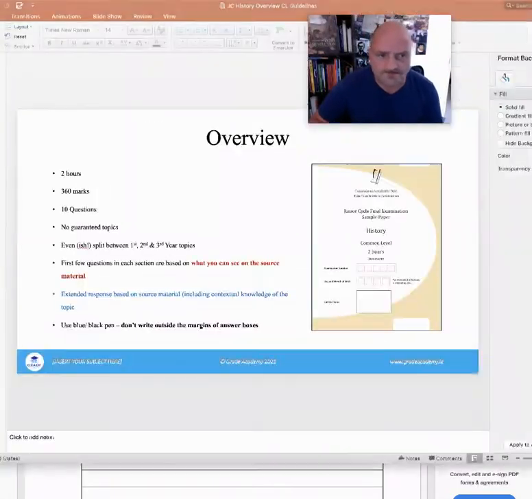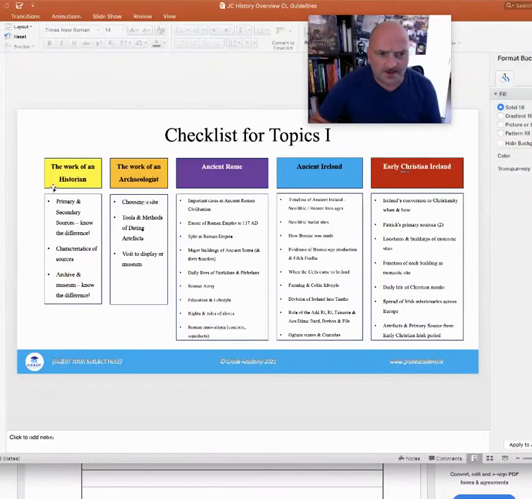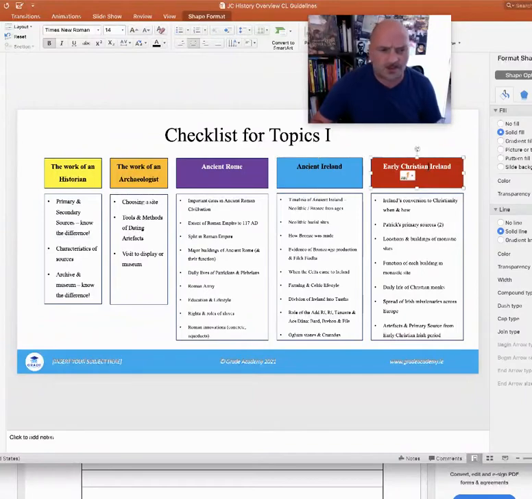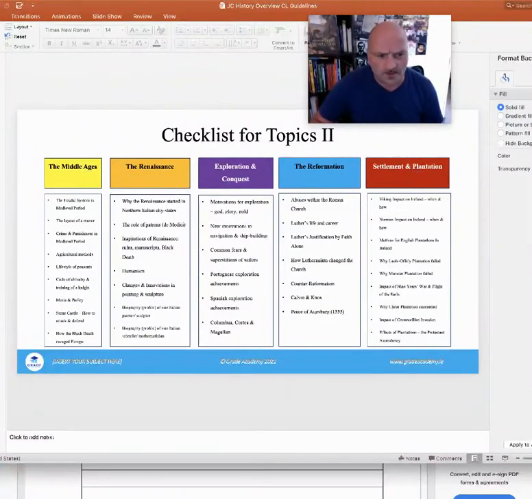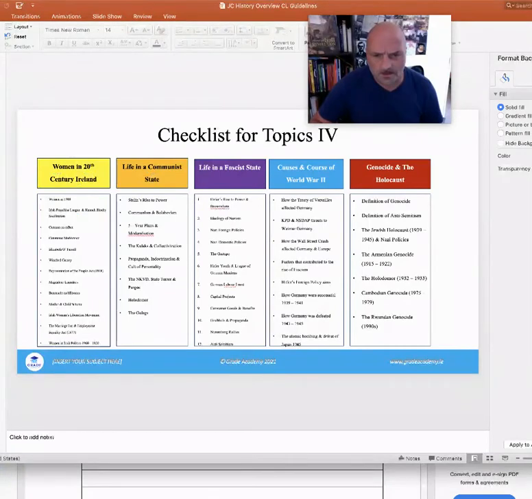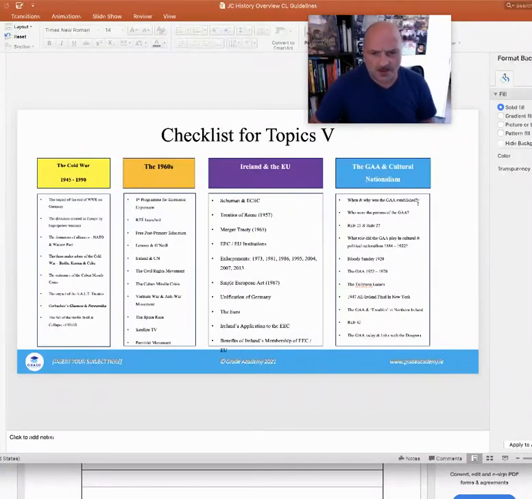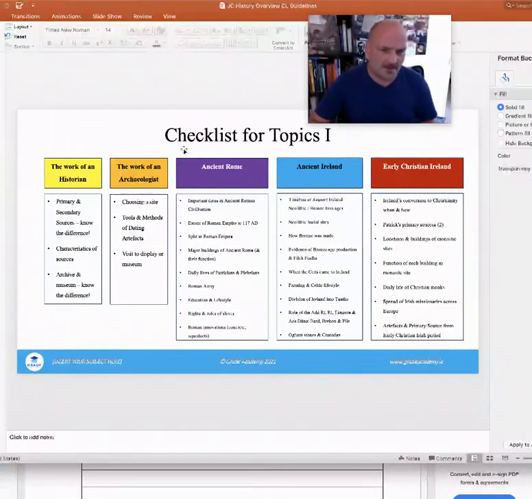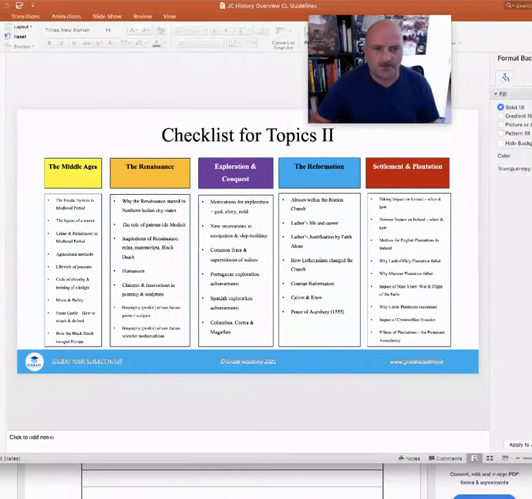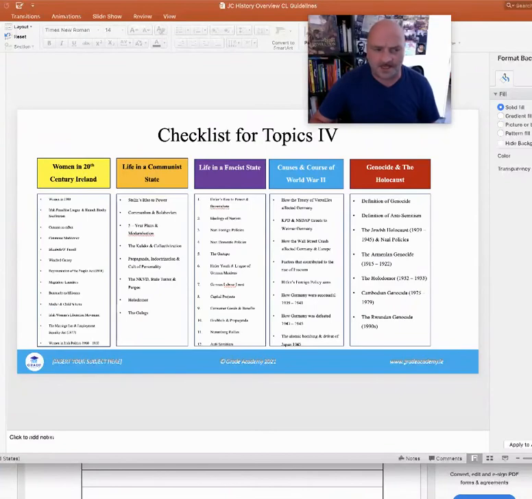Now, I've also given a checklist for the work of a historian, the work of an archaeologist, ancient Rome, ancient Ireland, early Christian Ireland, all the way down to the GAA and cultural nationalism, Ireland and the EU. While it's not an entirely exhaustive list, I would be extremely confident that if you follow these in relation to your study or revision of each of the topics, then you should be more than comfortable and okay for any exam they put in front of you.